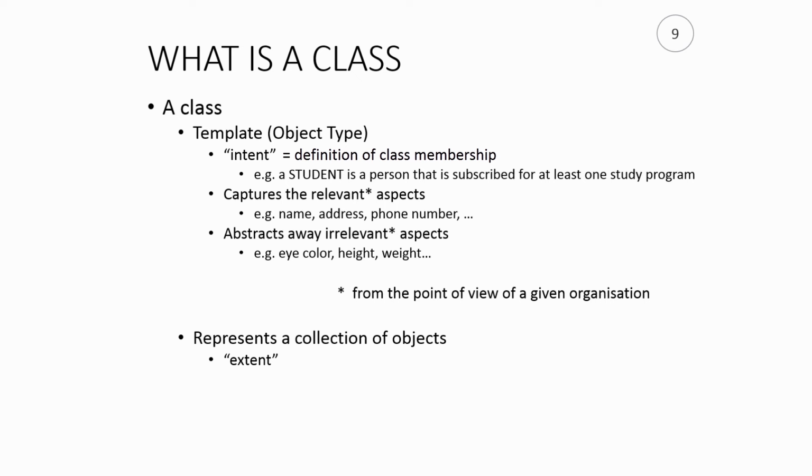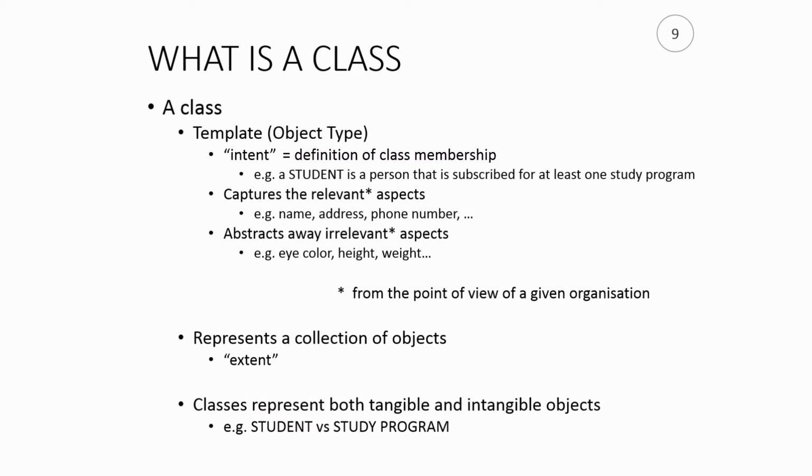At the same time, the class represents a collection of objects that conform to its intent. This is called the extent of the class. Notice that classes can represent both tangible and intangible objects. Students are, for example, tangible objects, while study programs are intangible objects. Both kinds of objects can be represented as classes in a UML class diagram.